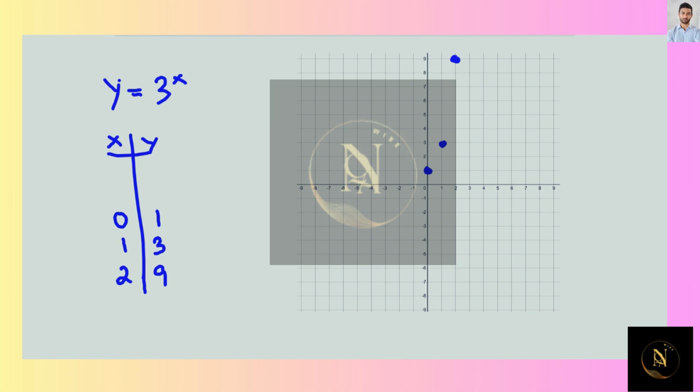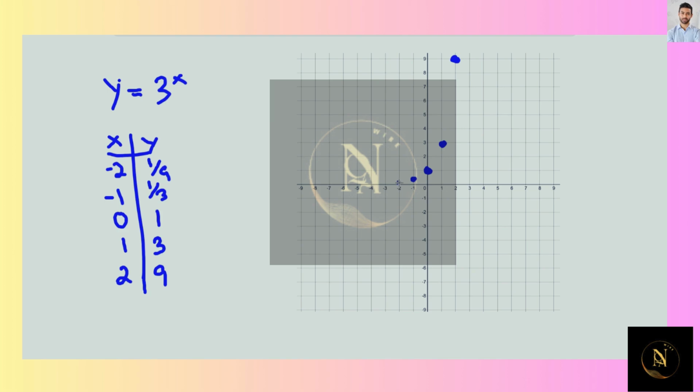In the negative direction, 3 to the negative first is 1 over 3 to the first, or 1/3. And I'll do one more. When x is -2, it would be 1 over 3 squared, or 1/9.